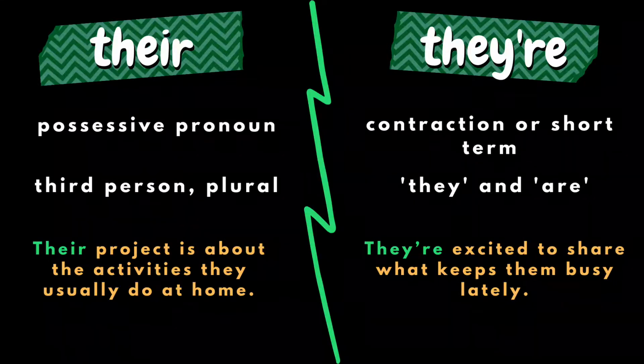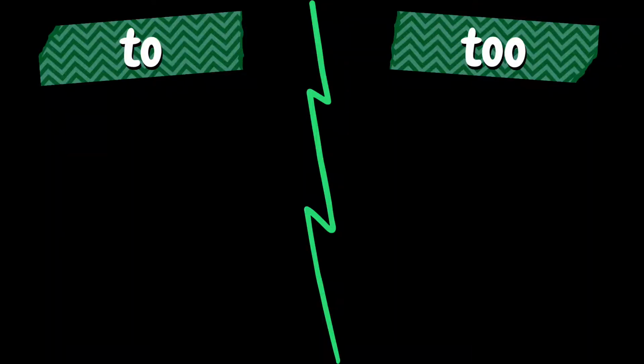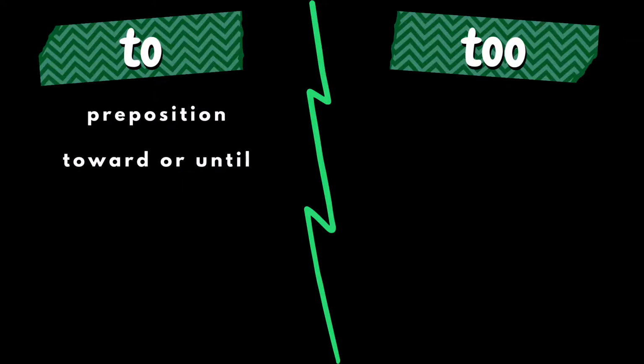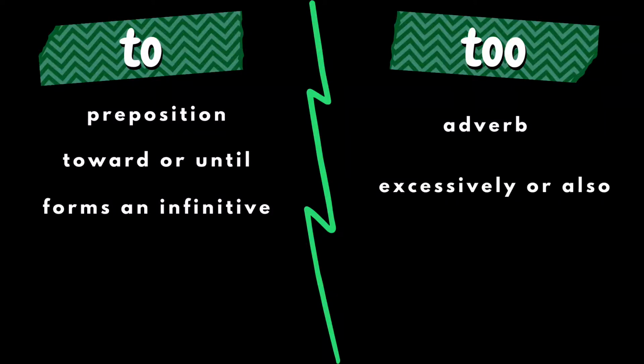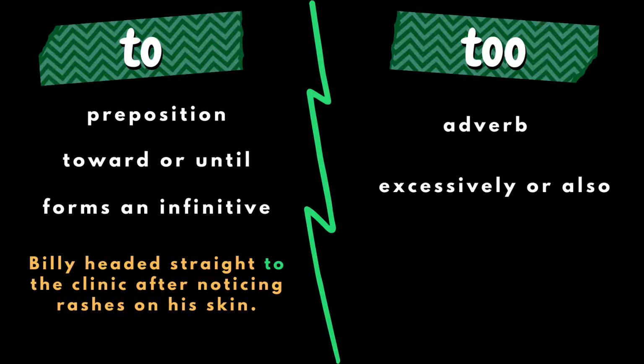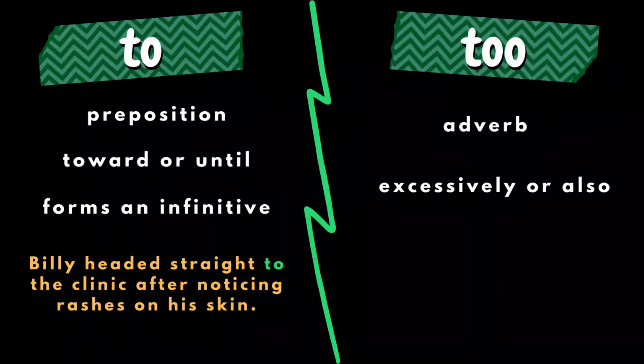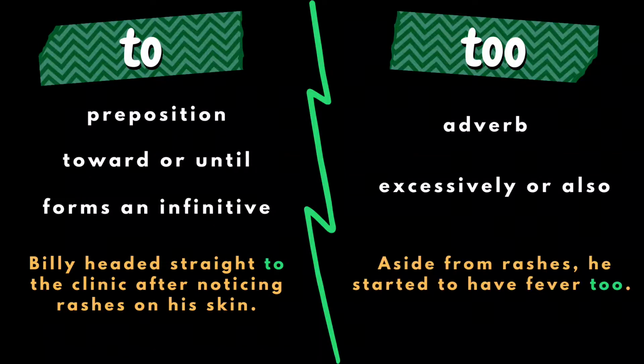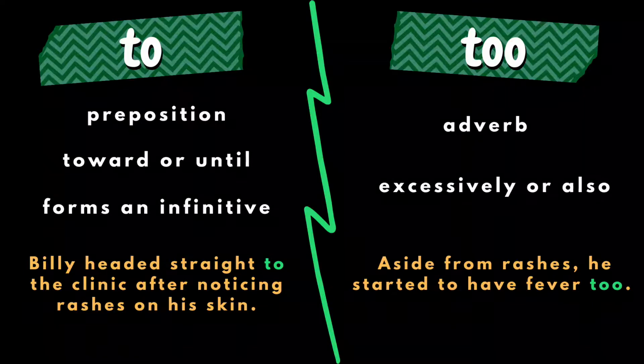The eighth pair is to with a single O and too with double O. To with a single O is a preposition that means toward or until. It is also partnered with a verb to form an infinitive. Too with two O's is an adverb that means excessively or also. Here are examples. Billy headed straight to the clinic after noticing rashes on his skin. Aside from rashes, he started to have fever too.